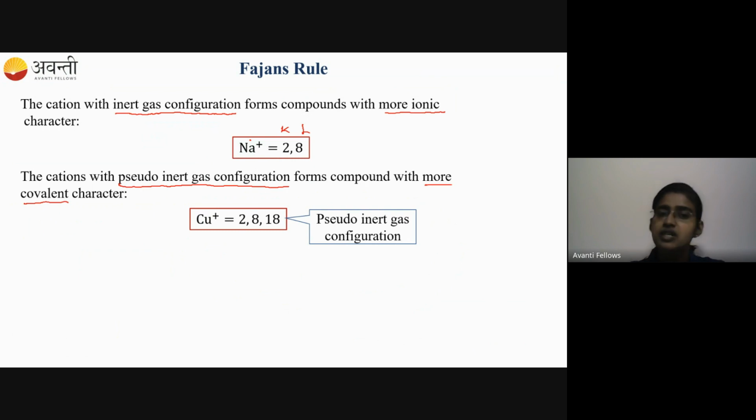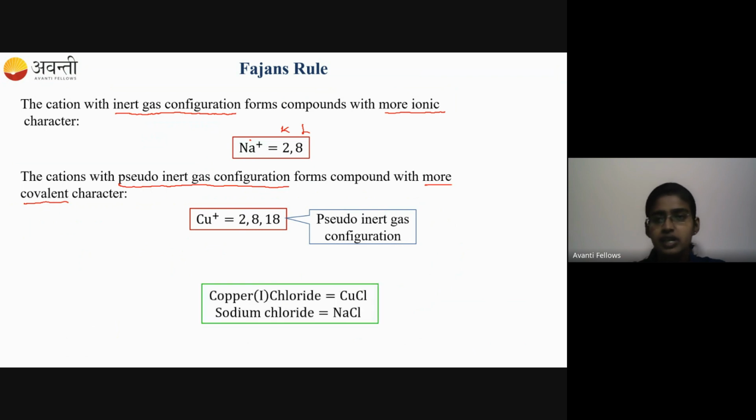Now if I compare sodium chloride and copper chloride, which one will have the highest covalent character? This is copper chloride and this is sodium chloride. Both have inert gas configuration, but copper chloride is more covalent than sodium chloride. Or you can remember it this way also: copper is a D block metal and sodium is an S block metal, right? Mostly D block elements will form covalent compounds rather than S block. Got it? Clear? Shall we move on with one question?